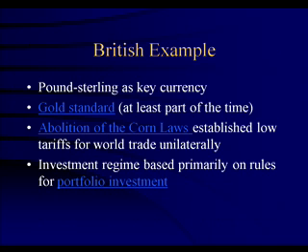The British world regimes were based on the pound sterling as the key currency. They were also based on a gold standard, at least part of the time. The British unilaterally reduced tariffs through the abolition of the Corn Laws, and they set up an investment regime based primarily on rules for portfolio investment. There wasn't much foreign direct investment at the time.